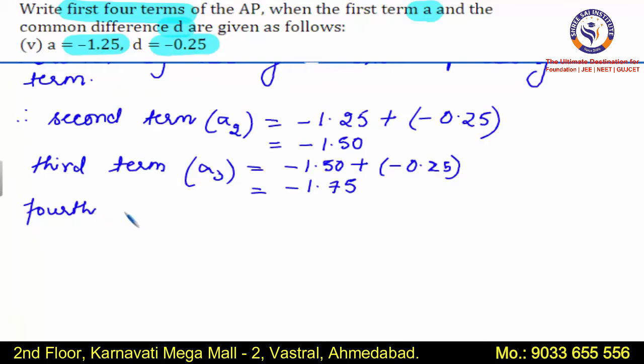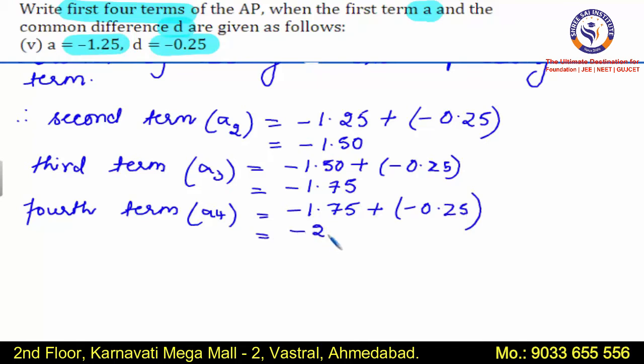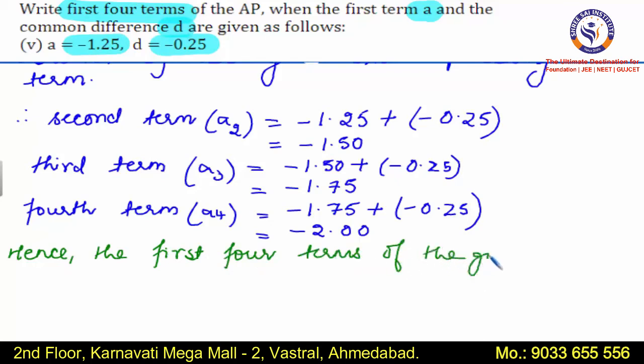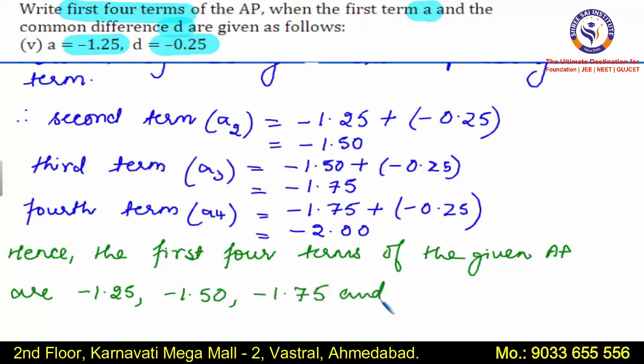The fourth term can be obtained by adding the common difference to the third term, that is minus 1.75 plus minus 0.25. This is equal to minus 2.00. Hence, the first four terms of the given AP: our first term is already given to us, minus 1.25. Second term is minus 1.50. Third term is minus 1.75. And the fourth term is minus 2.00. This completes the solution.